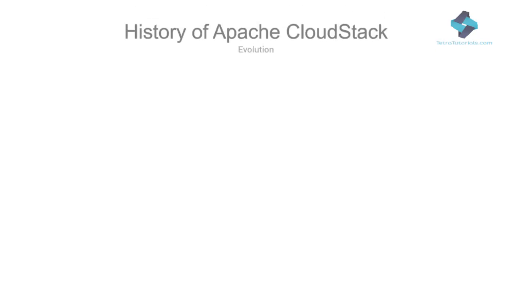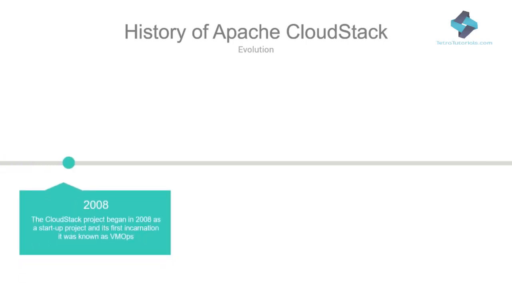Let's quickly review the history of Apache CloudStack and how it came into existence. The CloudStack project began in 2008 as a startup project, and its first incarnation was known as VMOps. The startup company eventually changed its name to Cloud.com and it released much of the source to CloudStack in May 2010 under the general public license. Cloud.com was purchased in July 2011 by Citrix, and Citrix released CloudStack 3.0 in early 2012.